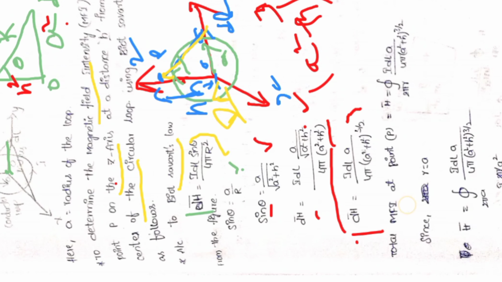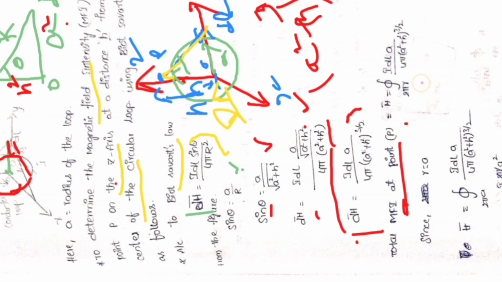Total MFI at point P, we have to integrate. If you integrate with respect to the perimeter of the circle, the perimeter is 2 pi r. Total MFI at point P is due to the entire conductor. We took only a small portion, so we have to integrate over the loop. MFI means magnetic field intensity.